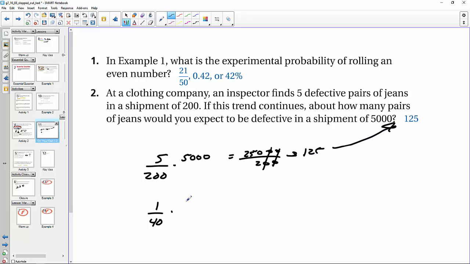If I had this one here, so this is kind of the same thing where I have my 5,000 over 40. This goes away. 500 divided by 4 is also 125. So it really doesn't matter how you set it up. They both will work. But that's just how you do it.